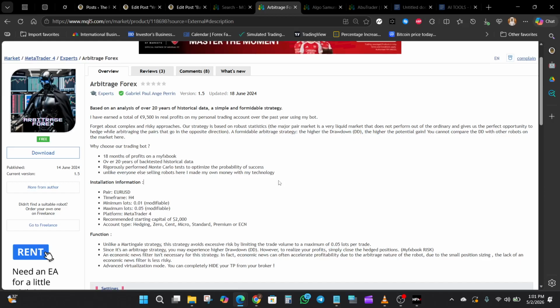But here's the trade-off: because positions are held and balanced over time, drawdown can build up, sometimes significantly, before profits are realized. So this is not a quick in, quick out system. It requires patience and proper capital management, right? Now, there is also something called virtualization mode, and that is where take profit levels are hidden from the broker. That's typically used to avoid broker side interference, especially in strategies that depend on precise execution.